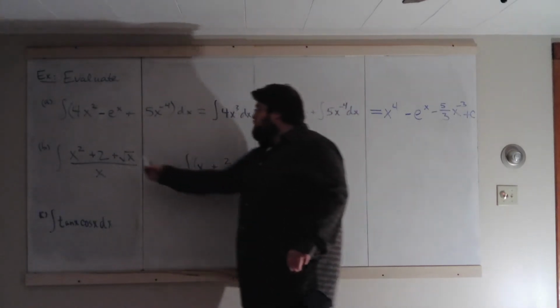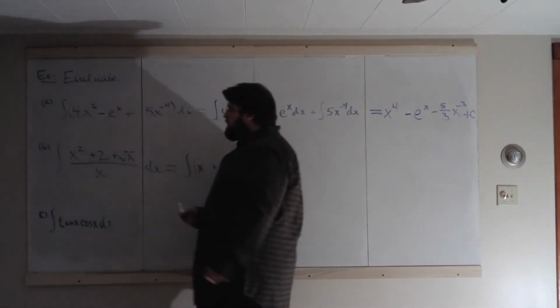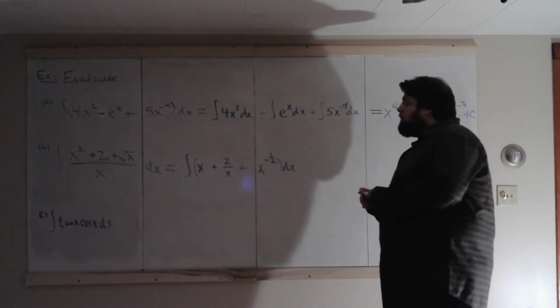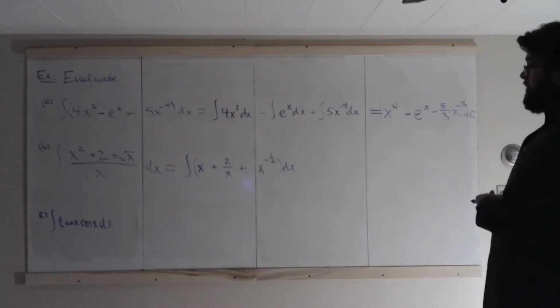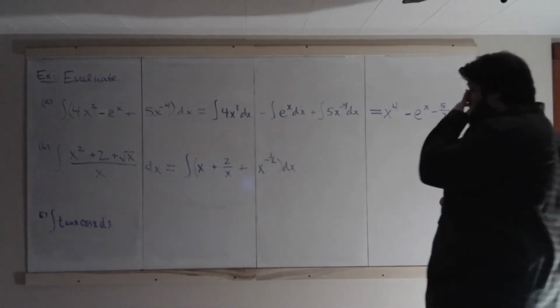So here you have root x over root x. So root x will cancel on the top and the bottom, and you're left with a root x on the bottom, which is x to the negative half. Well, now we can do it piece by piece because they're just added together.